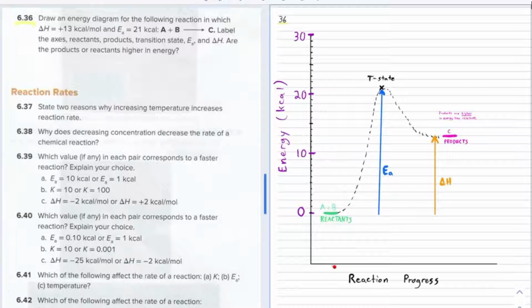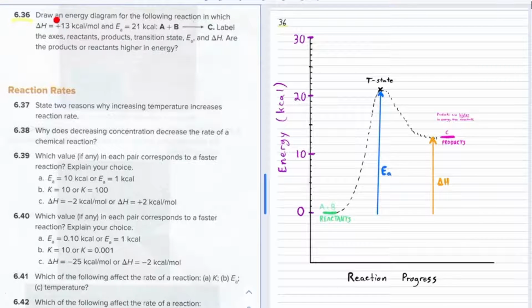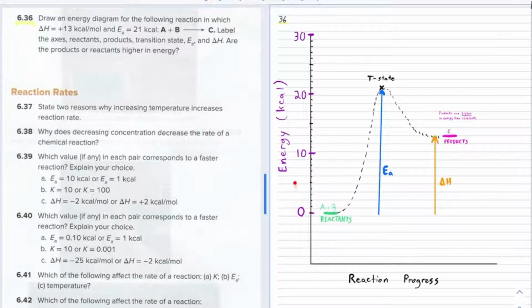So as the reaction is progressing, how does the energy of the substances change as you go from reactants and they convert into products? How does the energy change as the reaction progresses? So those are the axes. And since we're given actual quantities of energy here, I figured I would even divide the y-axis into increments. I would put a scale on the y-axis.